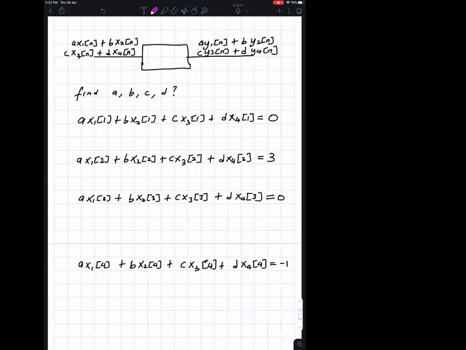Therefore, this is going to be 1 here, and that's going to be 0. And the next one is going to be 1, 1, 1. Okay, therefore your equation here is going to be A plus C plus D is equal to 0. That's equation number 1.